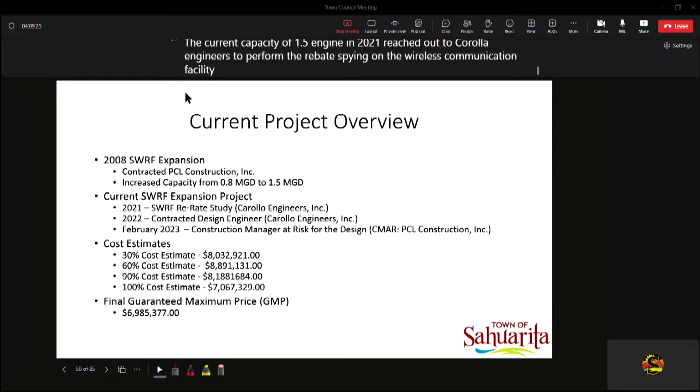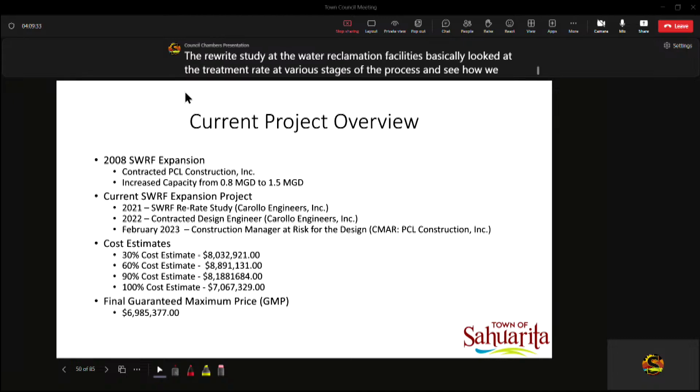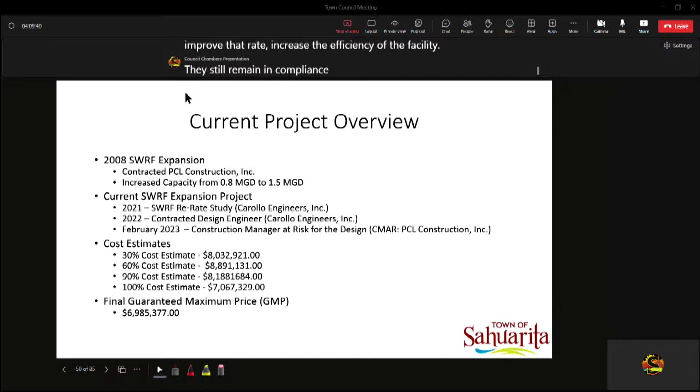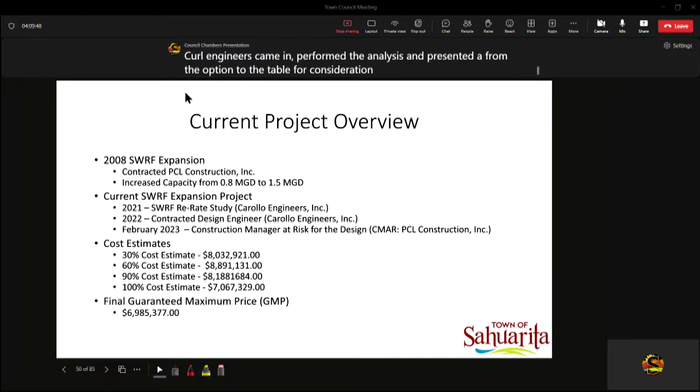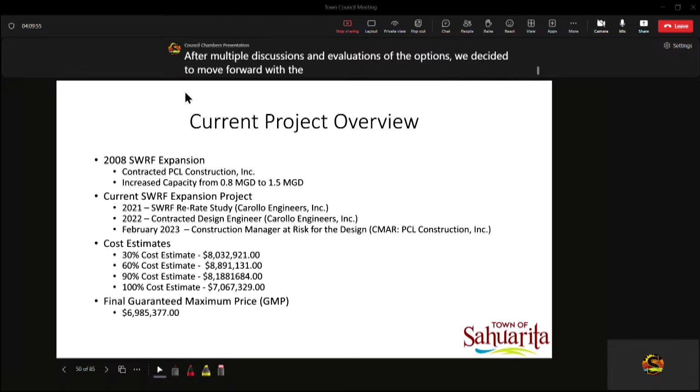A re-rate study at the water reclamation facility is basically looking at the treatment rate at various stages of the process and seeing how we can improve that rate, increase the efficiency of the facility, and still remain in compliance with our operating permit. Carollo Engineers came in, performed the analysis, and presented a few options to the town for consideration. After multiple discussions and evaluations of the options, we decided to move forward with the best and most economical option.